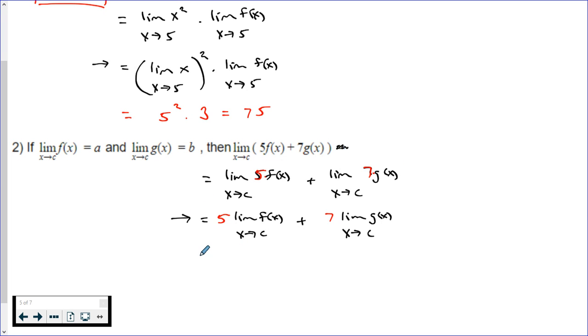All right, and now you just kind of substitute in some stuff. So it was given that this limit here was a, and it was given that this limit here was b. So that's basically your answer, right? Just 5a plus 7b, all right, using your limit properties.